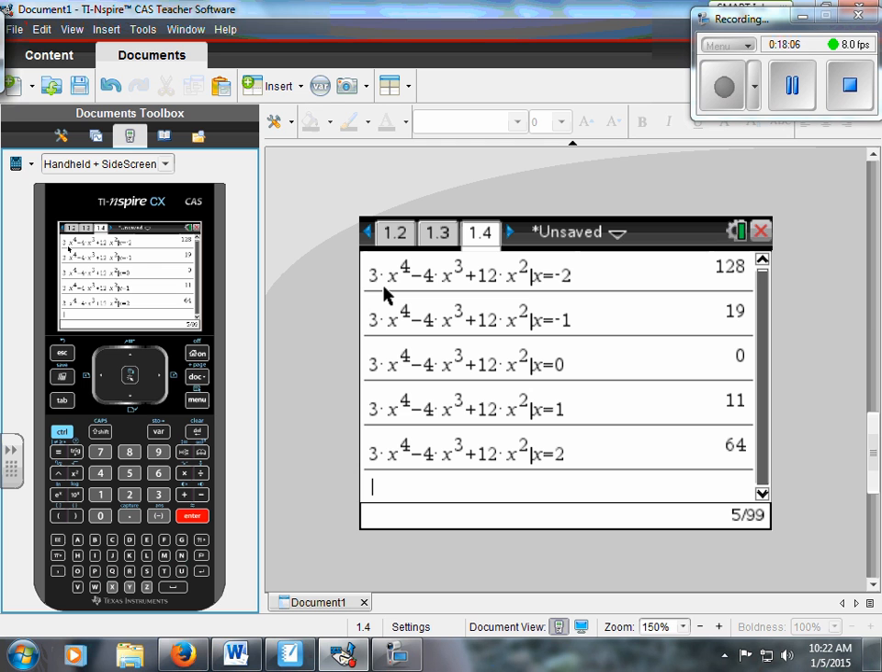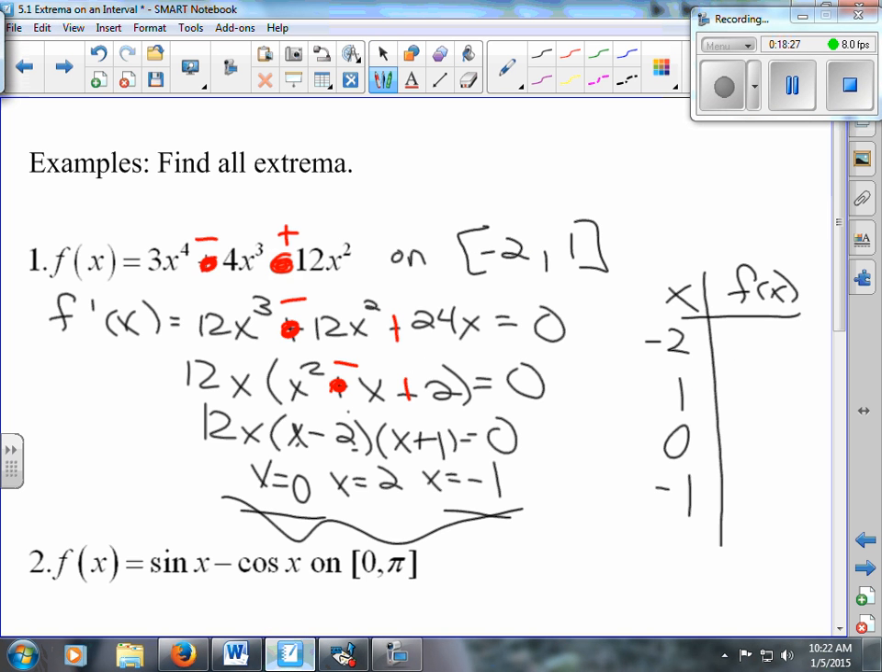You could type in 2 also, but we don't want to use 2 because that's outside of my domain. Okay, so out of the 4 that I plugged in, which one is the absolute maximum? Well, it's 128. That's the biggest one. So there's my absolute max. And my absolute minimum is 0, the lowest one. And so you would answer your question. All right, did I do this? This one was 128. This one was 0.